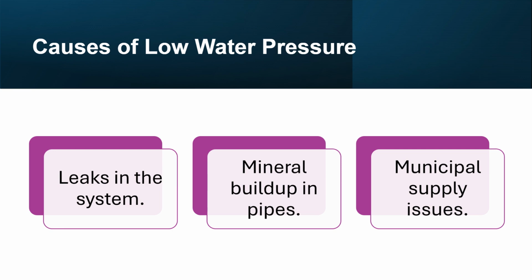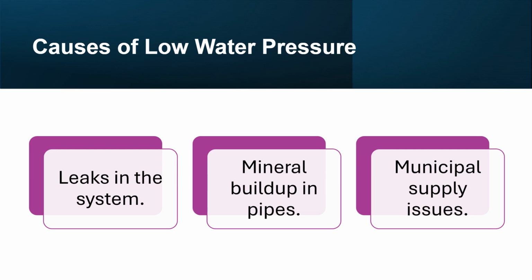Low water pressure isn't just a nuisance. It's a signal. Something in the system is struggling, and it's your job to find out what. Common causes of low pressure: blocked pipes. Sediment, scale, or foreign objects reduce the diameter inside the pipe, slowing the flow. Leaks in the system. Water is escaping somewhere before it reaches the outlet.